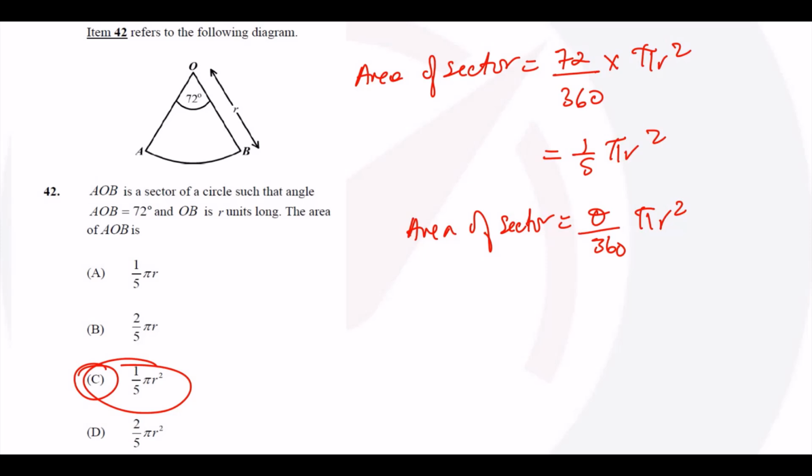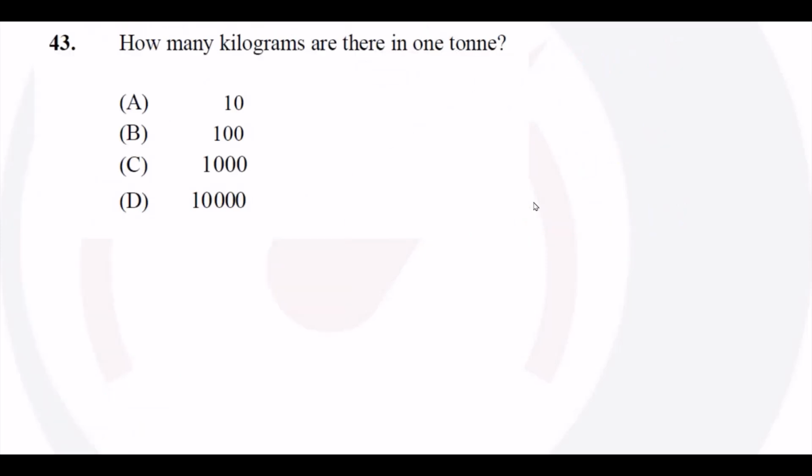Alright. Next question. How many kilograms are there in 1 ton? I must know this by now. 1000 kilograms is equal to 1 ton. So therefore, 1000, our answer is C.